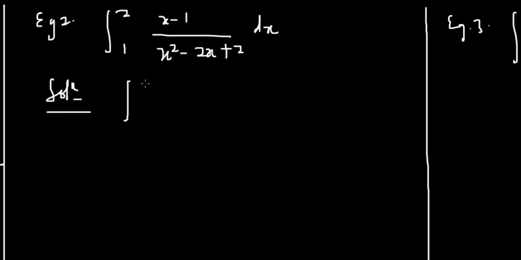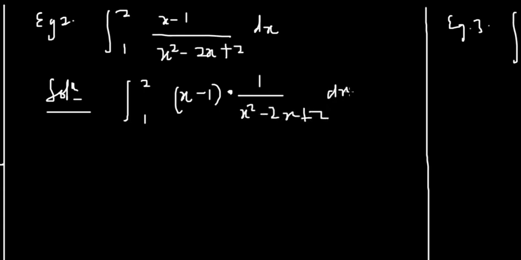Okay, so this could be further simplified into something like x minus 1, and then we multiply this by 1 over x squared minus 2x plus 2, and then we have dx. Just picture this expression in this format, so that whatever I'm about to do will sound simpler and straightforward. Now let's proceed from here.